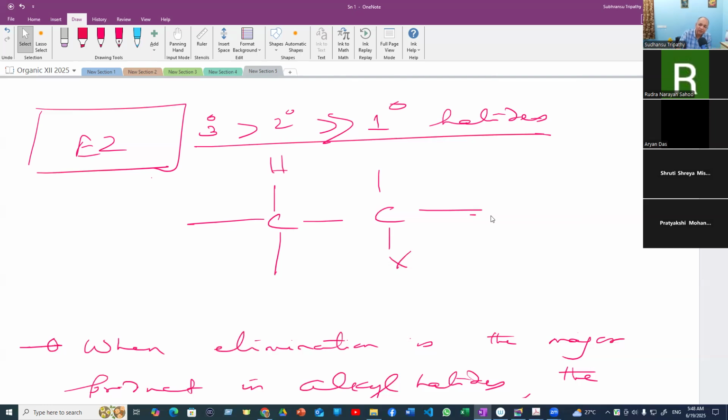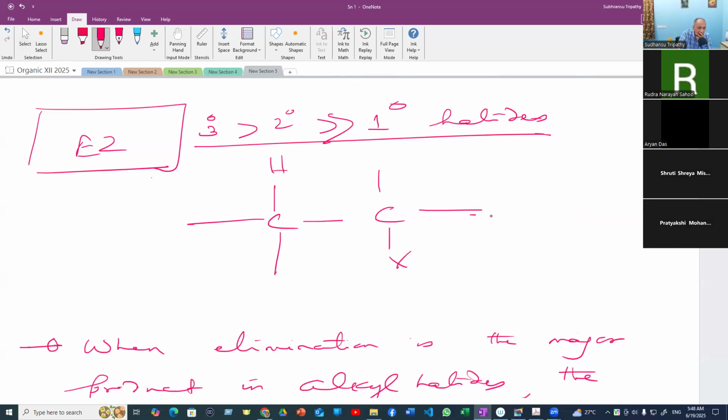The aromatic carbocations like tropylium ion, like other aromatic ones, are more stable than 3 degree, no doubt about it. But 3 degree has a very high position in the stability, as we have already studied.